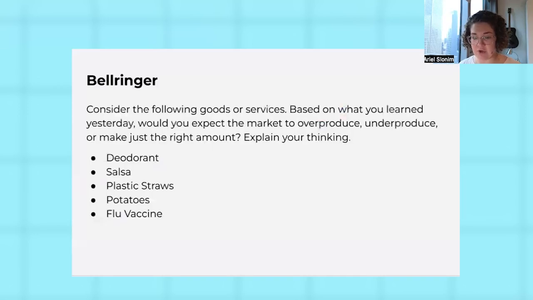So we have students start off with a bell ringer where they sort goods at a supermarket into overproduced, underproduced, or produced at the right amount. We want students thinking about whether bystanders are affected by these common goods. It's not about whether they get them correct, we just want them thinking about these things. We're going to explain more about the flu vaccine. That's going to be our example in our video later on. So for example, deodorant may positively affect bystanders, whereas salsa probably does not.